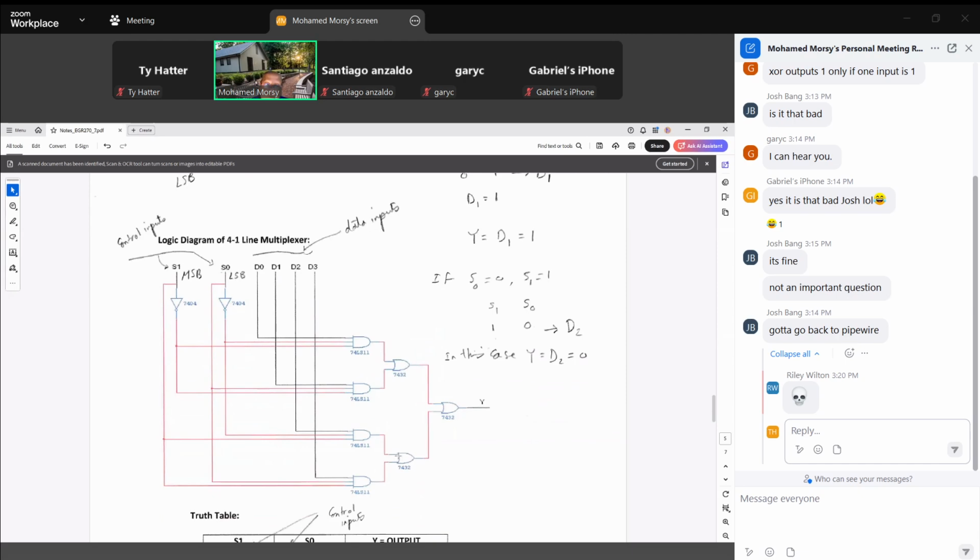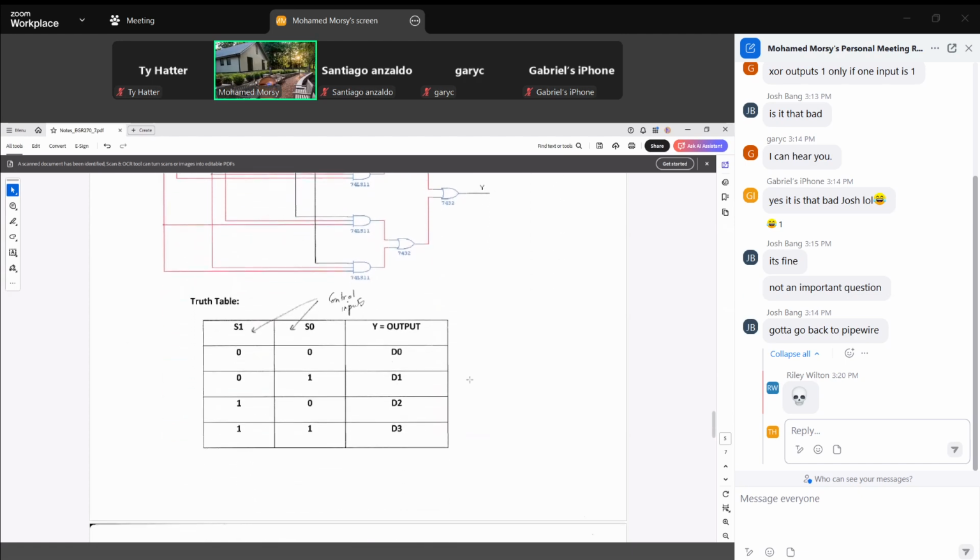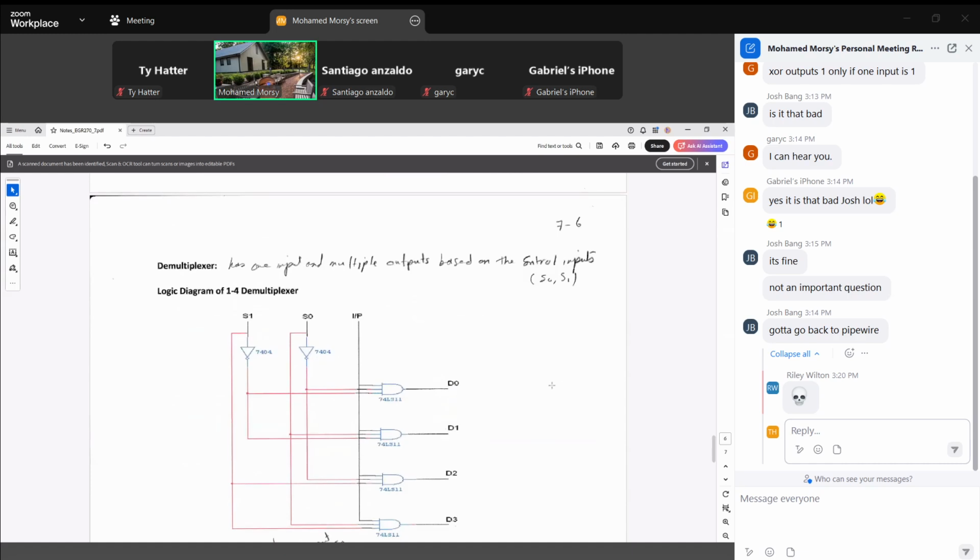If we follow the inputs in and out of these gates, similarly for other inputs, the same thing applies. You will see that three of the gates will have output 0, and only one has output 1 based on its three inputs. And again, this is the truth table. A demultiplexer.